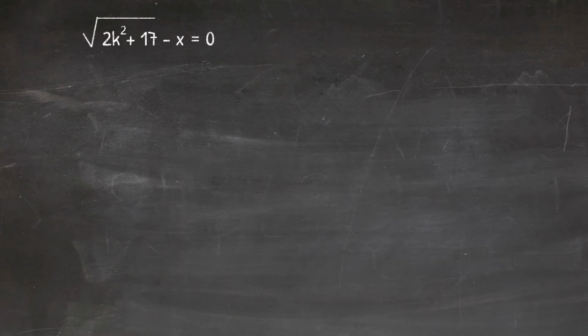So the problem already supplies us with x, and it equals 7. So let's plug it into the equation that was given. As a result, we get square root of 2k squared plus 17 minus 7 equals 0.